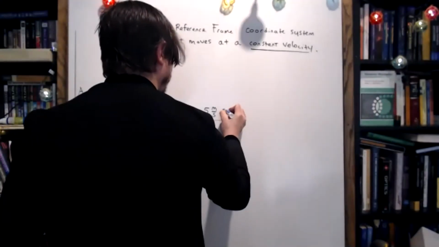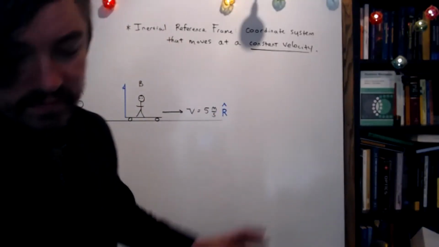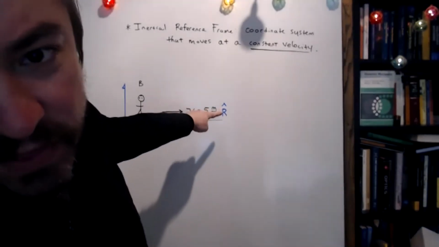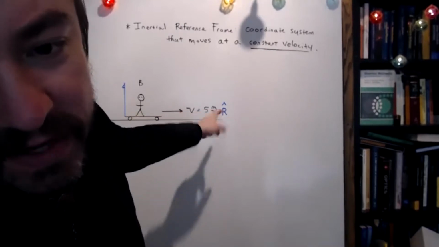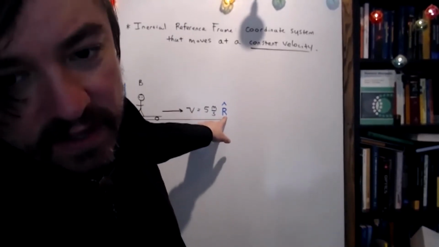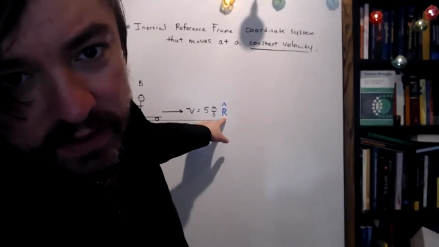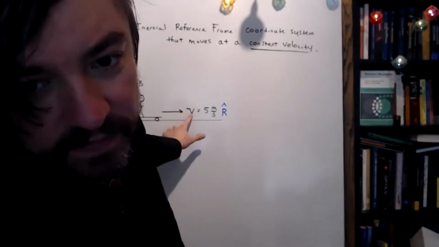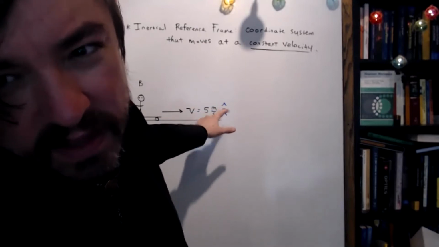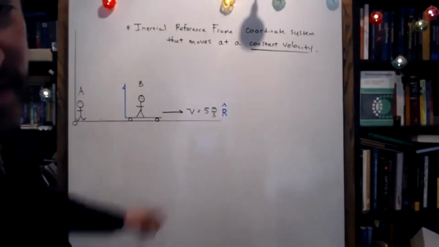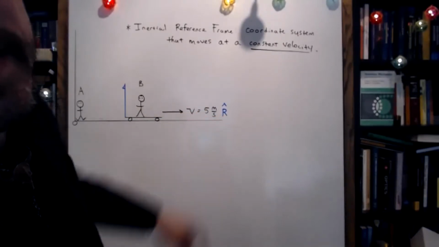I'm going to use an R for going to the right, and I'm going to put a little hat over it. This is some sort of advanced math notation. R hat means the skateboard travels 5 meters per second to the right. The hat means this is not a variable like V, and not a unit like meters per second, but a thing that specifies direction. This means the skateboard has a velocity of 5 meters per second to the right, okay?